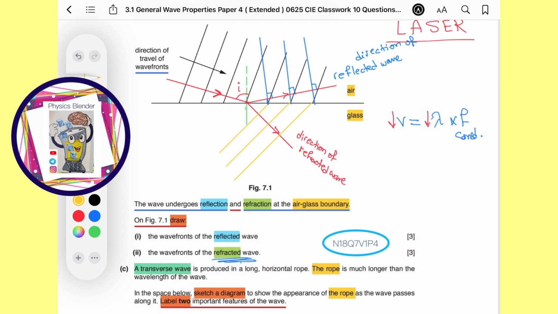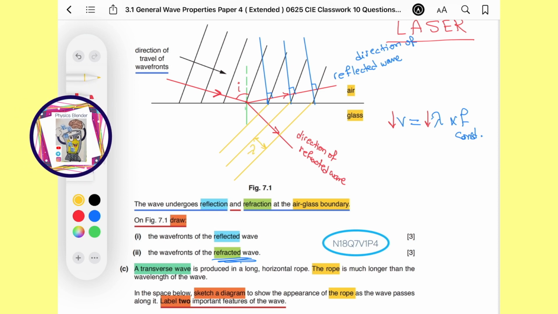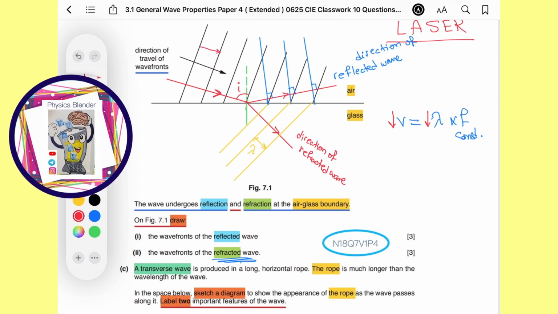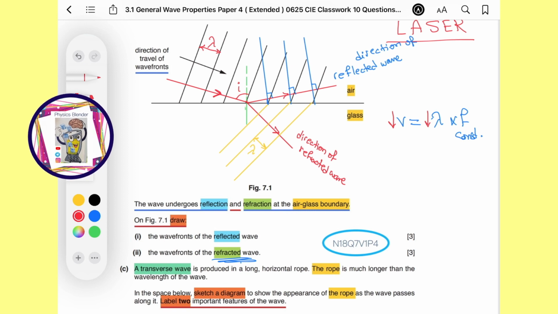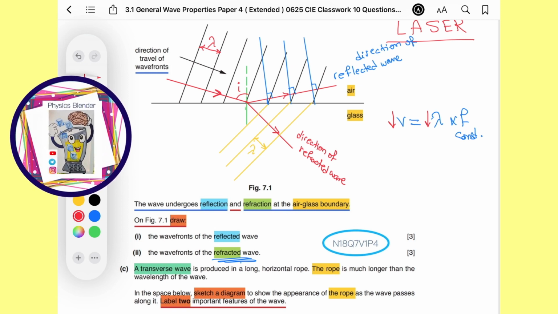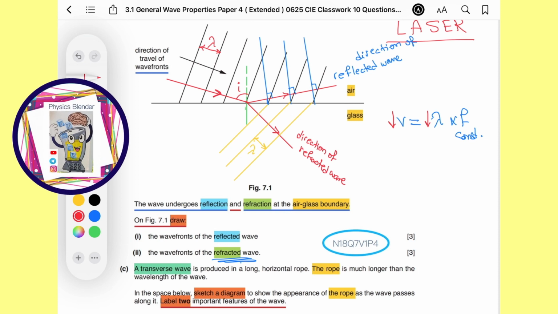It's clear here that the wavelength is shorter than in the incident wave. So the wavelength becomes shorter and you have a reflected wave and a refracted wave. Partially reflected, partially refracted, but most of the waves are refracted.